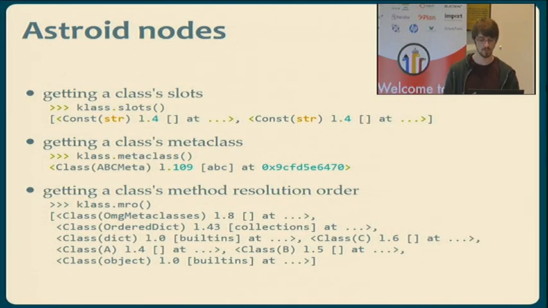I can also retrieve the meta class of that class, which will be in this case ABC meta. And I can retrieve the method resolution order of that class, which is actually the same method resolution order as if that code was executed by the Python interpreter. And it's really cool to see a static tool doing this kind of high-level understanding of the code.